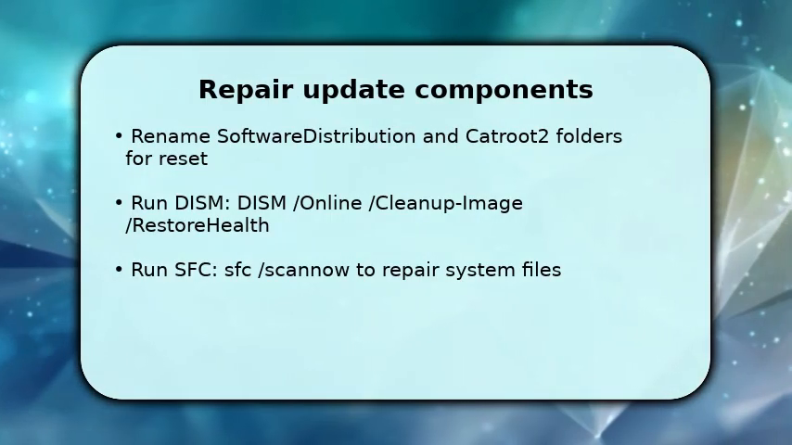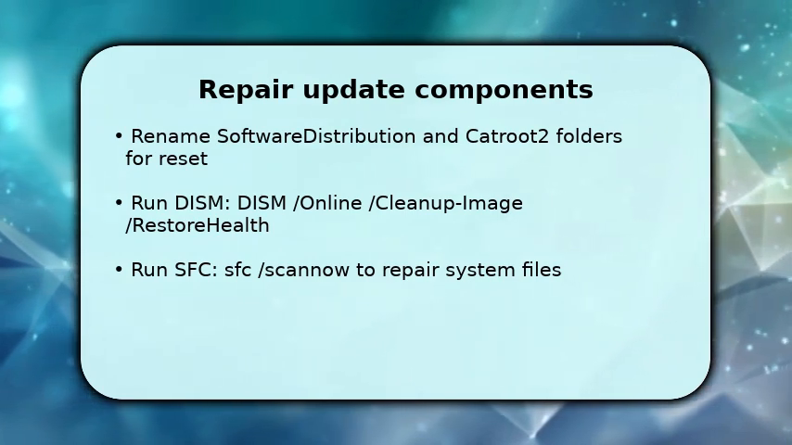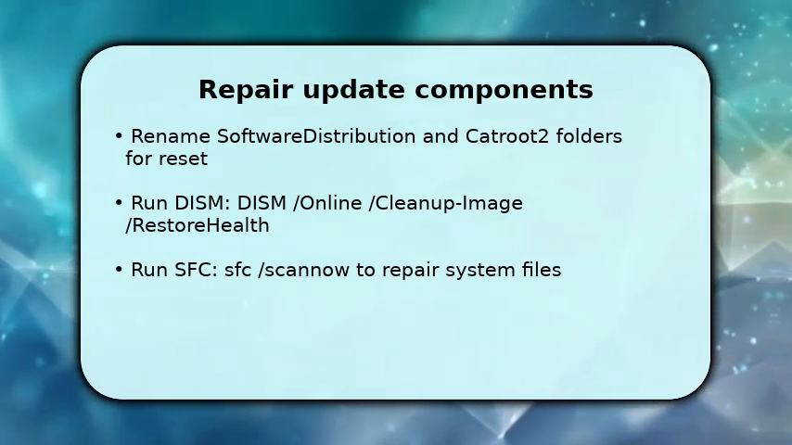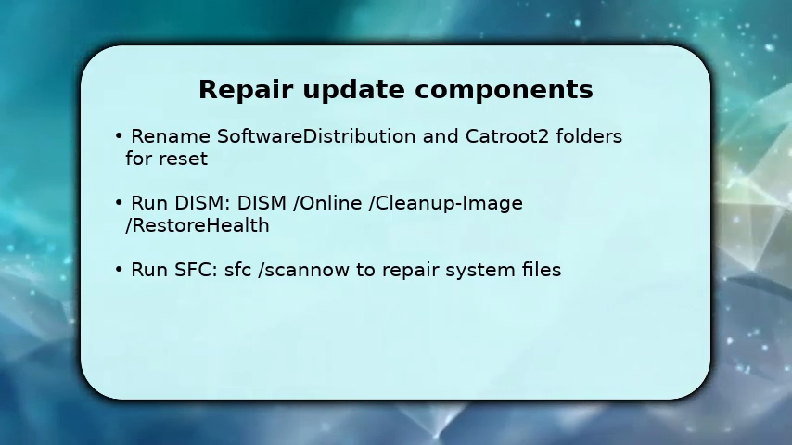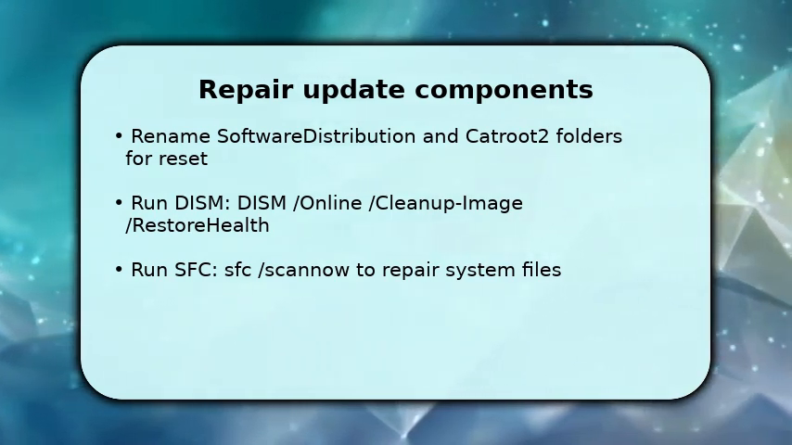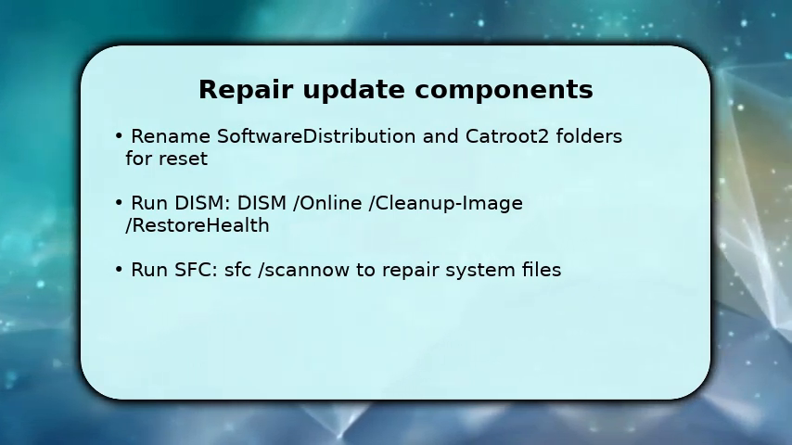Now you'll focus on the core repair sequence. Begin by renaming the SoftwareDistribution and catroot2 folders to force Windows to recreate update data. This removes corrupted caches. Then run DISM with /RestoreHealth to fetch and fix component store corruption. This step repairs the engine that applies updates.